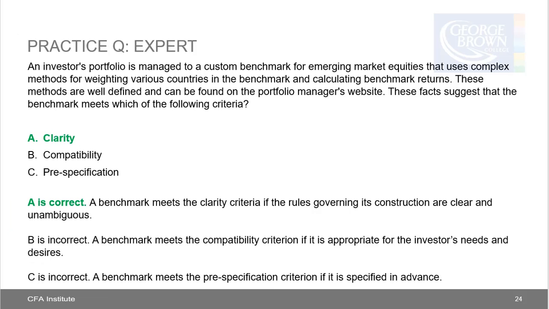Okay, the correct answer is A. A is correct. A benchmark meets the clarity criteria if the rules governing its construction are clear and unambiguous. For B, when we're talking about compatibility, a benchmark meets the compatibility criterion if it's appropriate to the investor's needs and desires. So we have to always be careful with the language. For compatibility, you have to be looking for the words investors' needs and desires. And for C, pre-specification, a benchmark meets the pre-specification criterion if it's specified in advance.